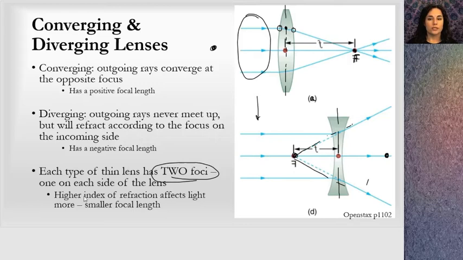Another thing to note is that a higher index of refraction affects light more. So if you have a higher index of refraction, if I make this a more dense material, its focal length will decrease. It'll become smaller. If the index of refraction becomes bigger, then you have a smaller focal length. It bends that light more. It has more capacity to bend the light, and so that focal length will become shorter.